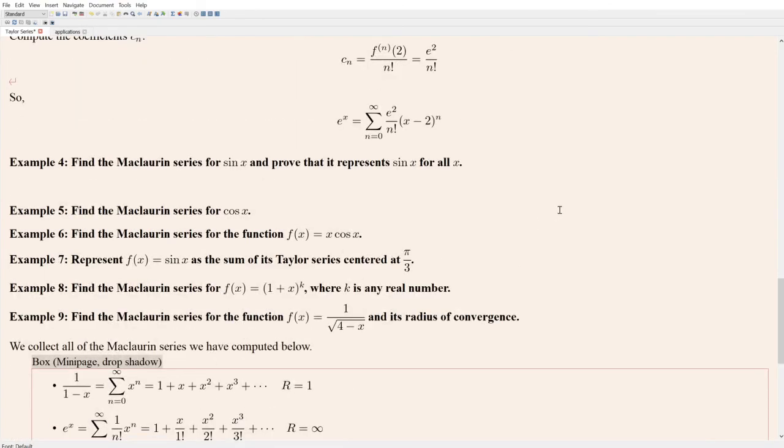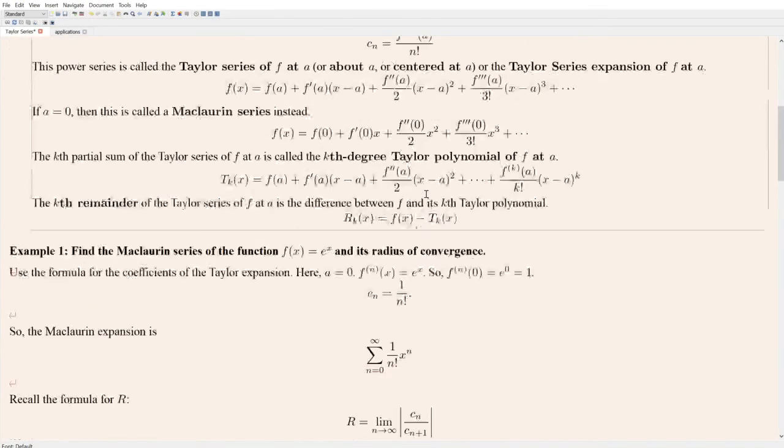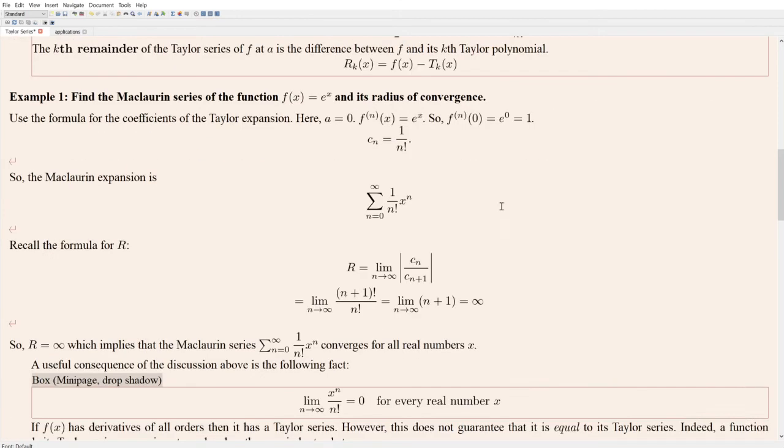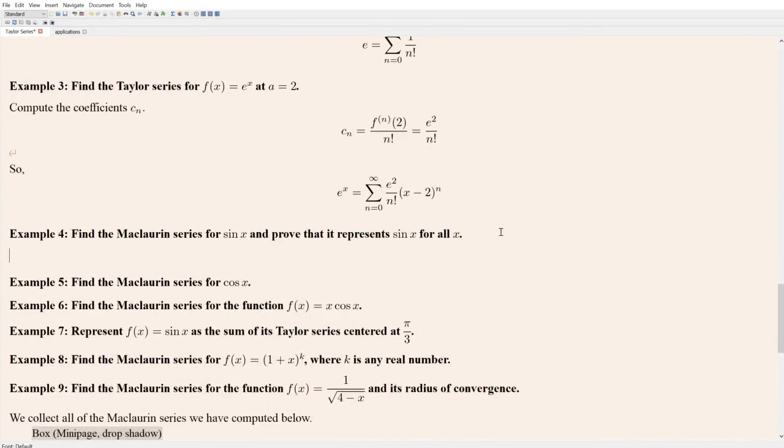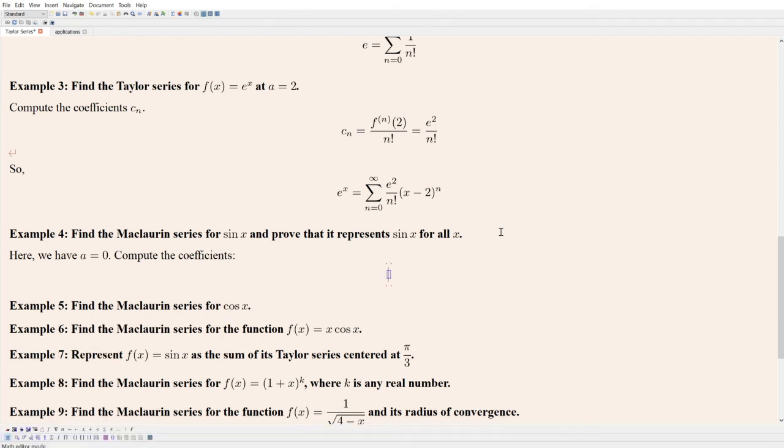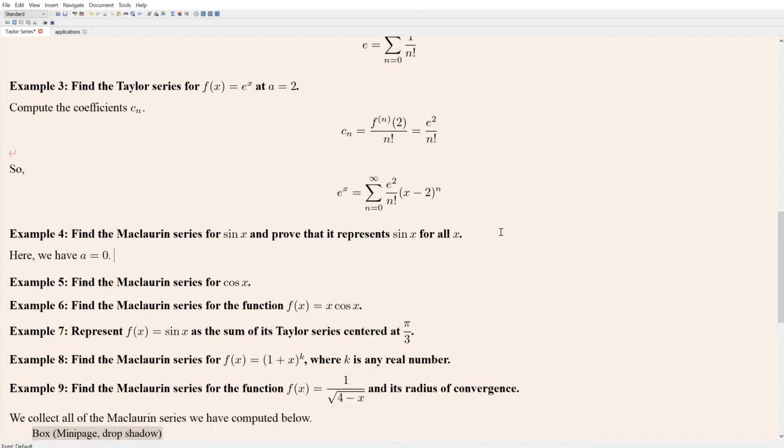Okay. Find the Maclaurin series for sine x, and then prove that it actually equals sine. Okay, so nothing to do but to compute the coefficients. So to get the coefficients, we need to take a bunch of derivatives and then plug in the center point and see what happens. And a is equal to 0 because it's a Maclaurin series. So to compute the coefficients, we need to compute the first few. Well, nah. We can just go straight to it.